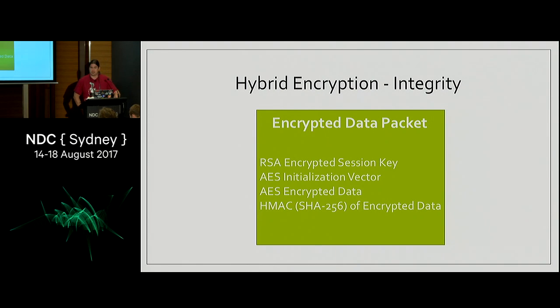So our data that we send across the wire now looks like this. We have an encrypted session key, we have an initialization vector, we have our AES encrypted data, and then we have a HMAC of the encrypted data. That's great. Now we want to make sure that it was actually Bob that sent the message in the first place and not Jeff, evil Jeff.